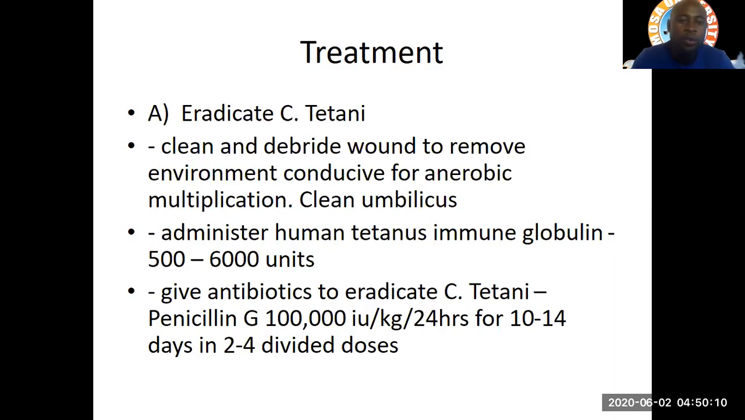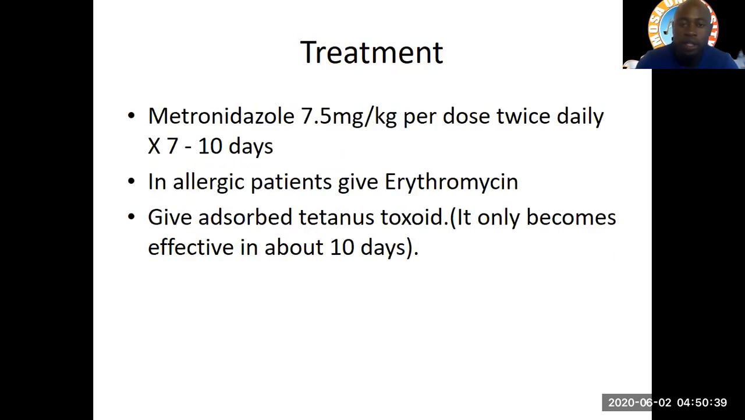The other thing you do is we can administer human tetanus immunoglobulin in the units of 500 to 600 units. Also, we'll give these infants antibiotics. The first line of treatment, the drug of choice, will be penicillin G. Okay, so we'll give 100,000 international units per kg for 14 days in 2 to 4 divided doses.